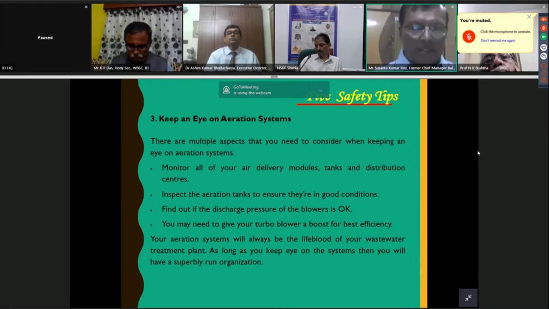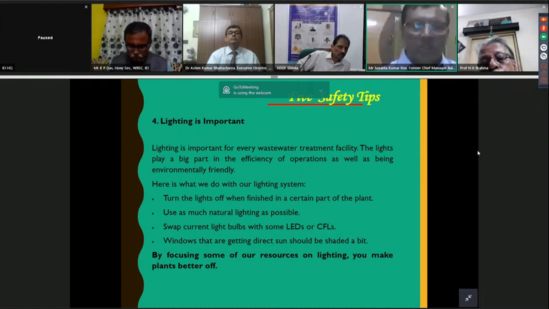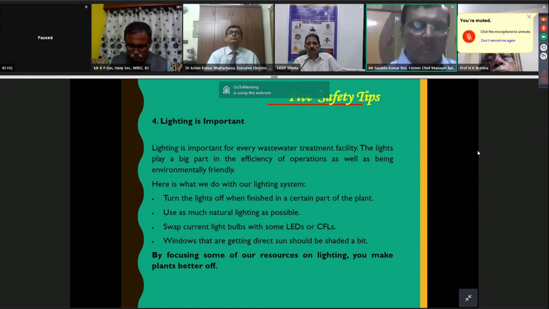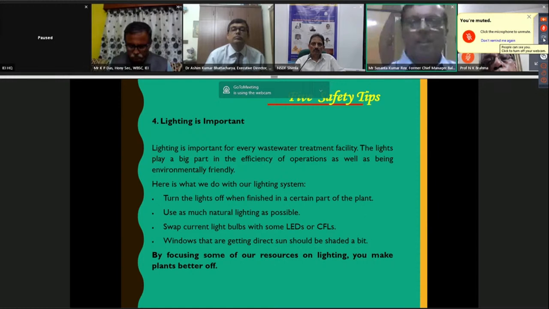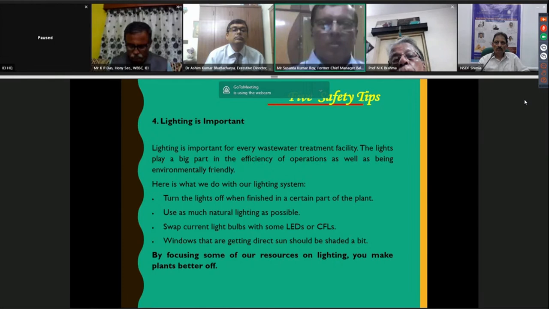Next is your lighting. In most cases, the lighting is not very adequate in those areas. It is very important for water treatment and wastewater treatment facilities; the lights play a big part. Here is what you should do for the lighting system. Turn the lights off when finished in a certain part of the plant. Use as much natural lighting as possible. Swap current light bulbs with LEDs. These are the safety tips for the wastewater treatment area zones. Okay.